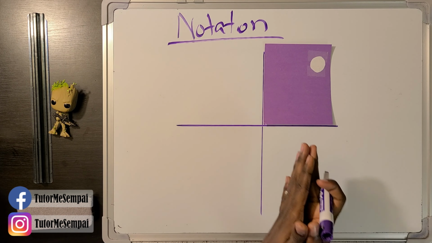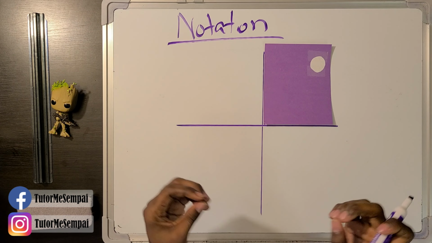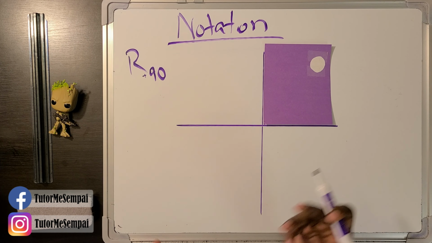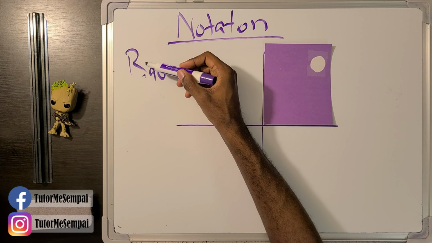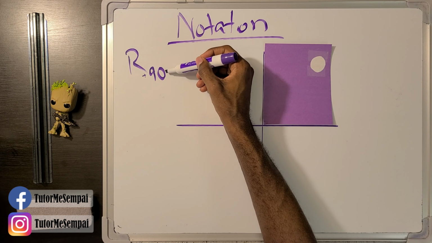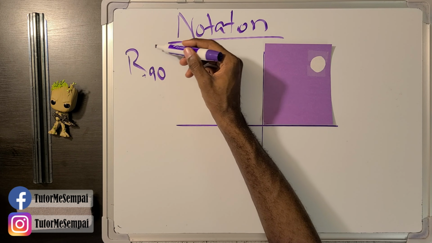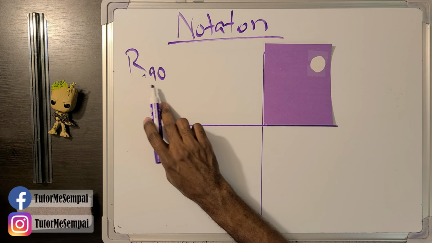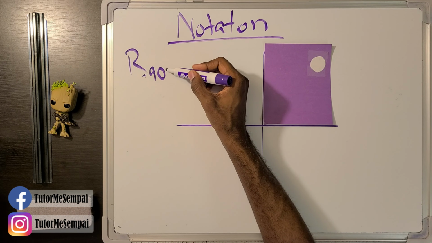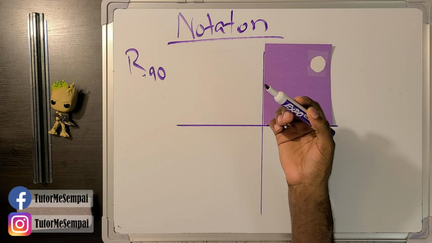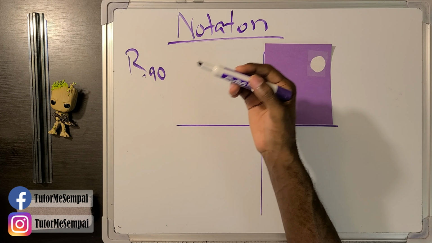We're going to be using this nice little visual here in order to get a better understanding of the notation and what it means. Our notation is going to be denoted by this capital R. And we're going to have this 90 here, a little bit lower than the R. So you're not going to be writing 90 next to the R. This 90 is going to be a subscript of the capital R, and that's going to be your degrees. You're going to be rotating 90 degrees.